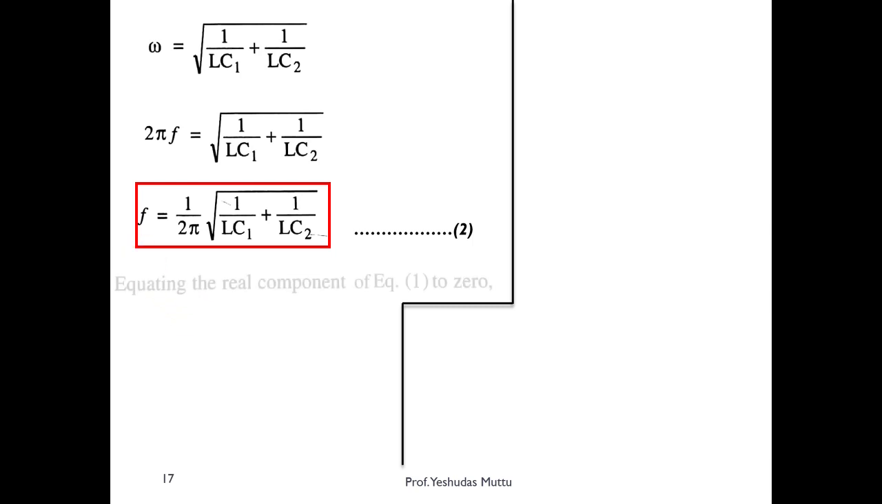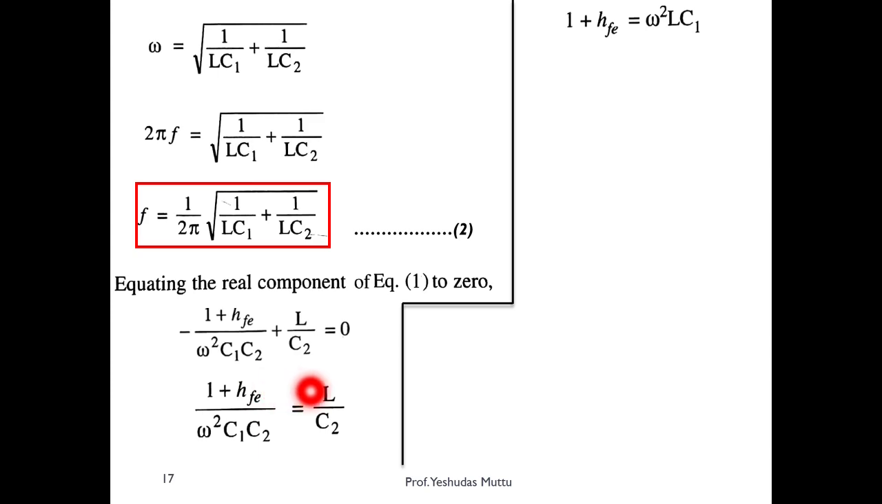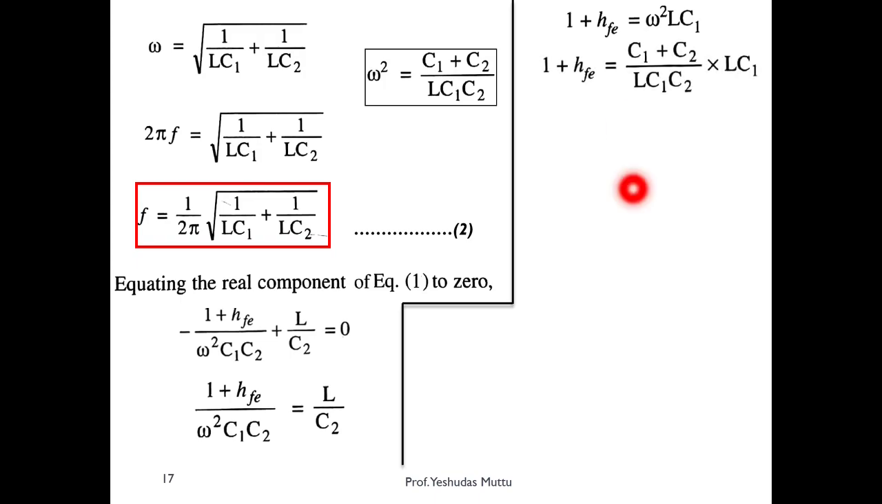Now put real term equal to 0. So real term was this. This is my real term. I'll put it 0, rearrange the terms. What I'm supposed to get from this is HFE. So try to get HFE from this. Solve. C2 C2 will get cancelled over here. Solve this. Now over here I have got omega square. I'm going to substitute this omega square which I derived in the previous slide. So substitute that over here.